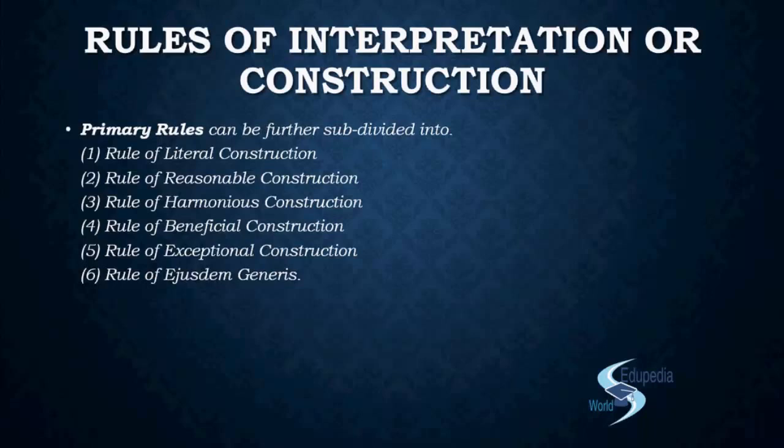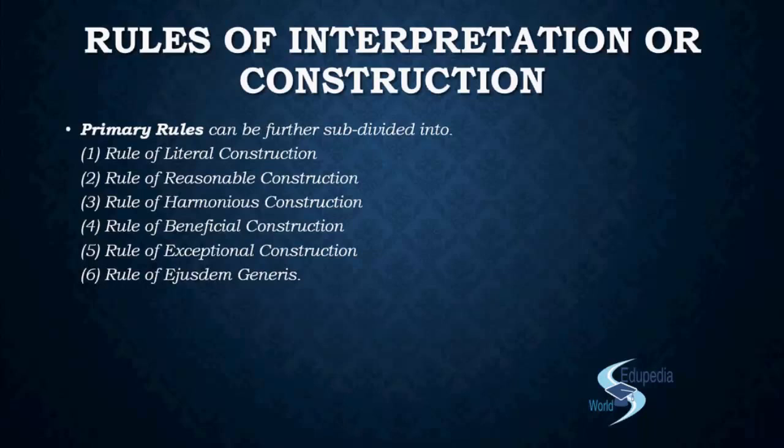Next you have the rule of beneficial construction. When we talk about beneficial construction, you have to see what was the mischief behind it. What did the law want to override, and hence what was the intention? If the intention was to give a particular benefit to somebody, then you will interpret it in a certain way so that the benefit is actually given.